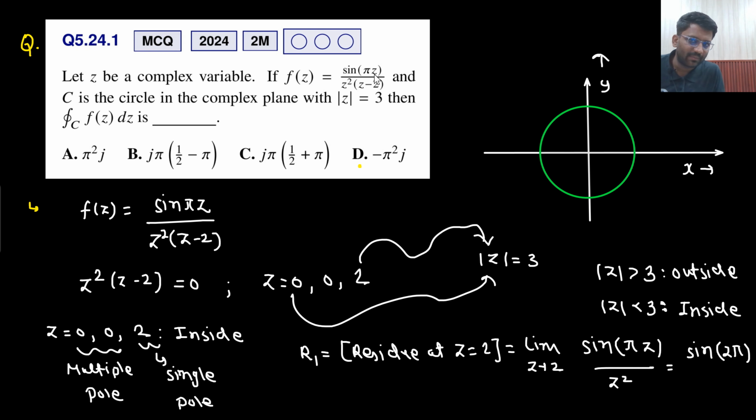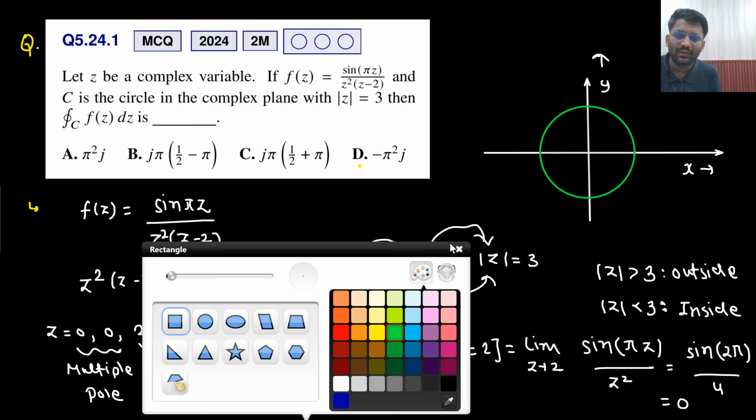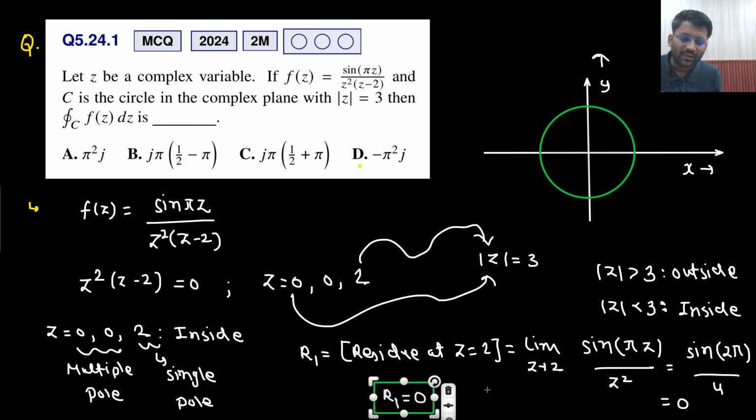Don't ignore this factor, pi z. Sin 2 pi divided by 4. What is the value of sin 2 pi? That is 0. So what is the value of R1? R1 is coming out to be 0.